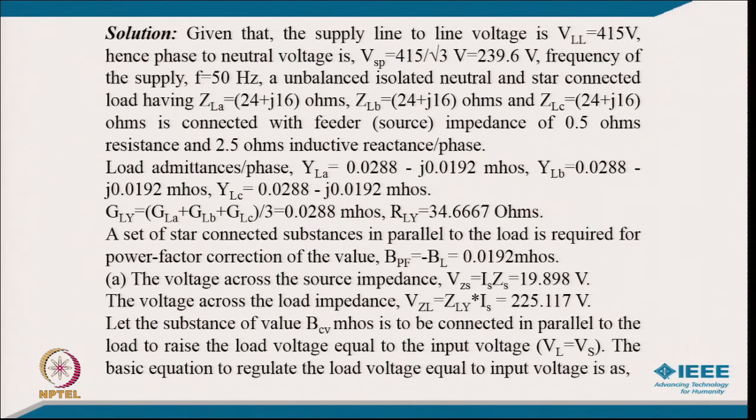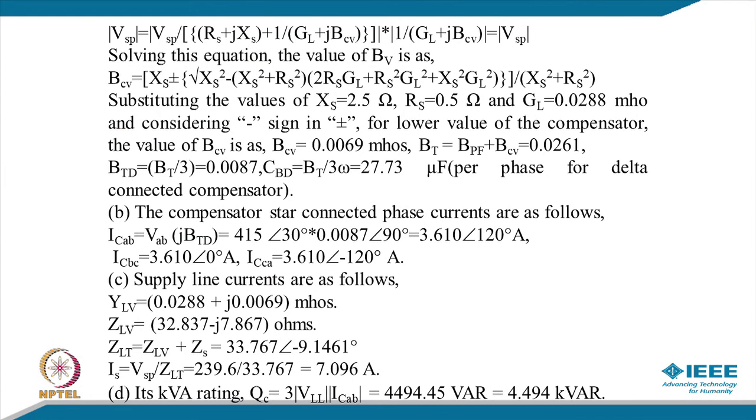A set of star-connected susceptances in parallel to the load is required for power factor correction. The voltage across the load impedance is I_S Z_S, 19.89, and the voltage across the load after load balancing is 225. So there is a voltage reduction from 239.6 to 225 because of source impedance. Even though the load is balanced, a value of susceptance for voltage regulation is connected in parallel to the load, so that the load voltage and source voltage are made equal.